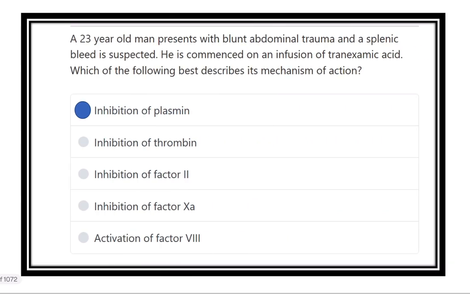So what does tranexamic acid inhibit? Tranexamic acid inhibits plasmin formation. It acts on the plasminogen and prevents formation of the plasmin.